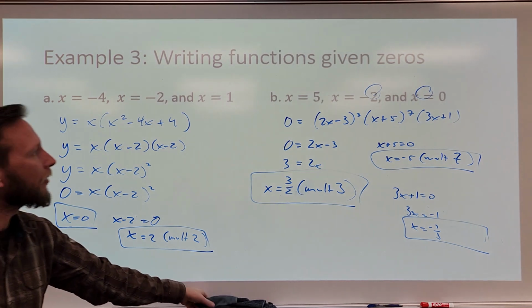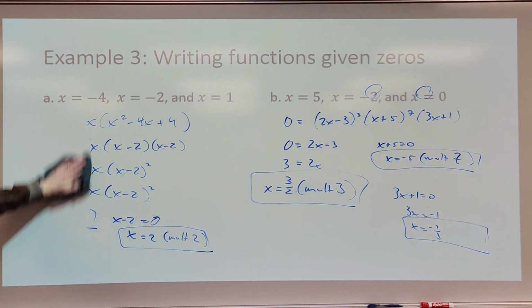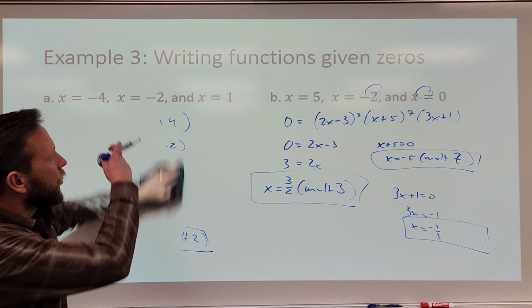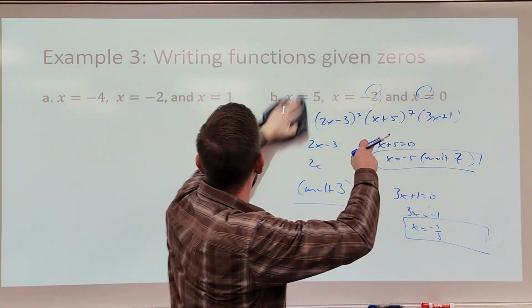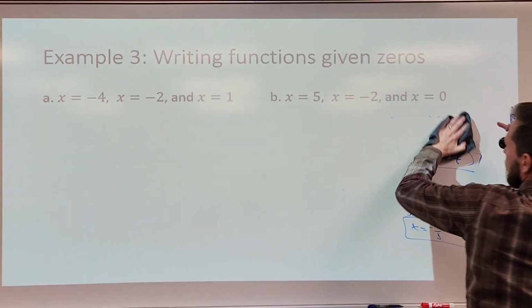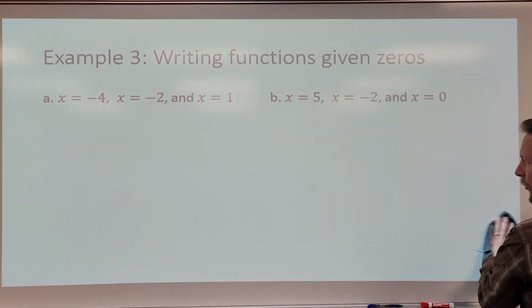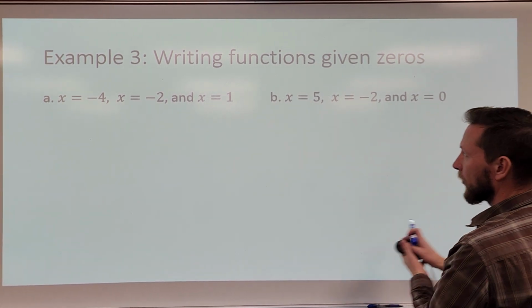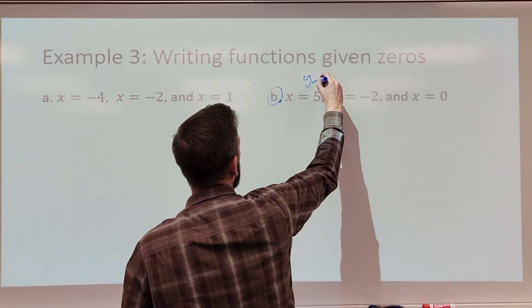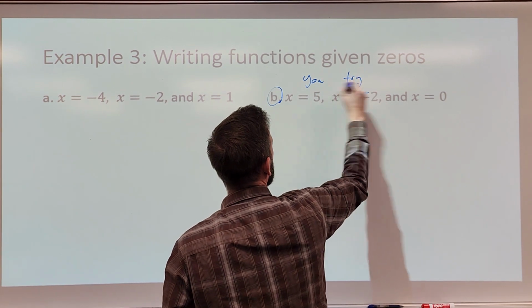All right? On these, I'm going to do this one, and I'm going to ask you to do that one. And there's a little trick happening here with this x equals 0. You kind of see what that looks like in factored form on the last one, but this is going to be a you try.